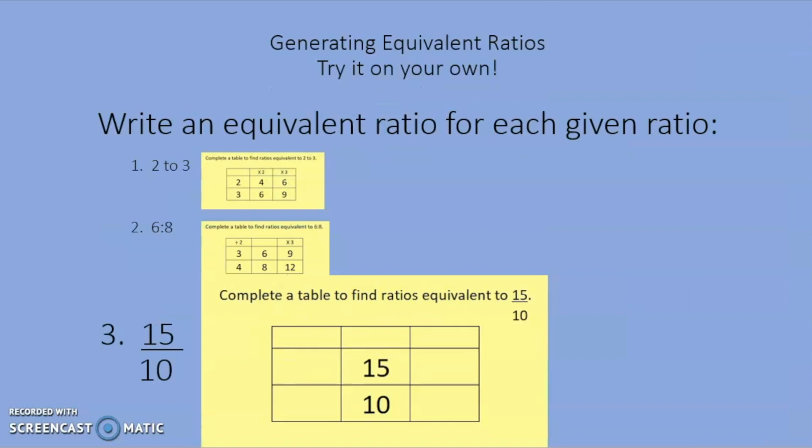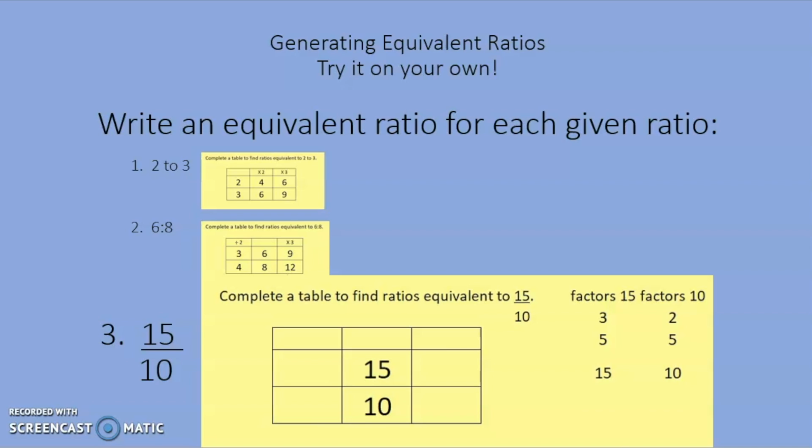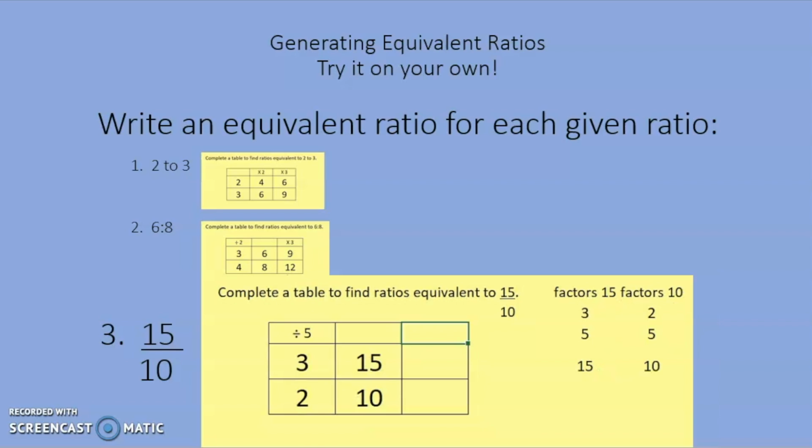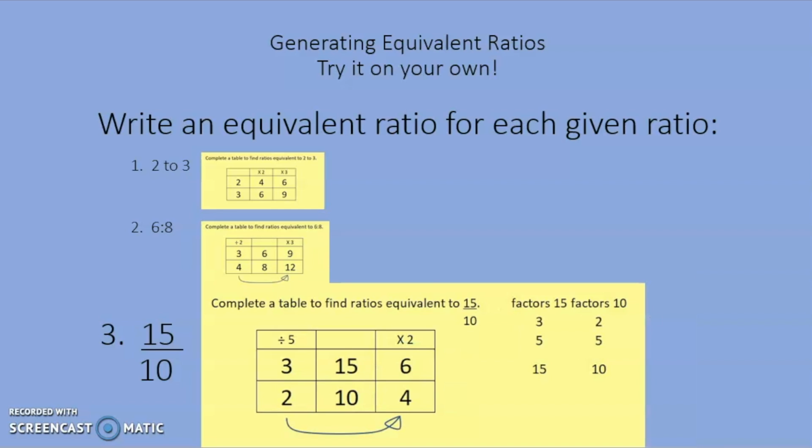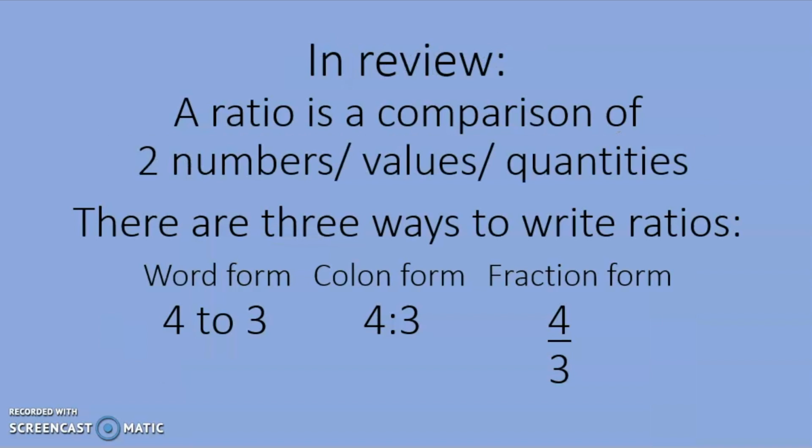Let's look at our last example, 15 to 10. On this one, we can divide. And so when we find the factors, we find that 5 goes into both of those. And we have 3 to 2. And now we can multiply that. 3 to 2 times 2 is 6 to 4.